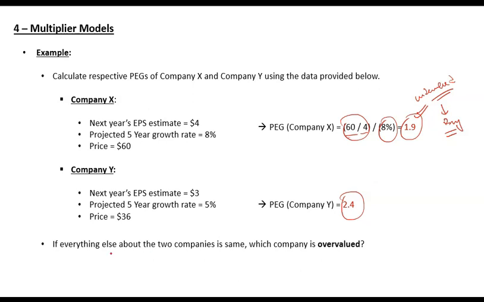If everything else is same. Otherwise, if there are other factors, then we need to account for those as well. Y is overvalued compared to X. So if that is undervalued, then obviously this is overvalued. Sell.